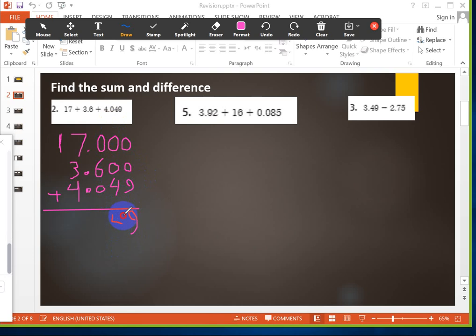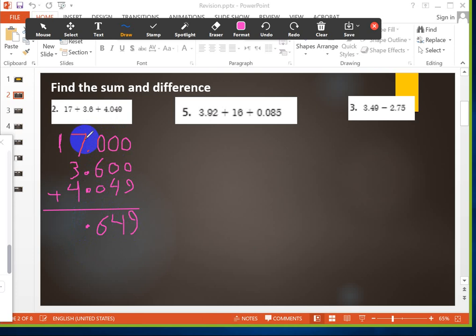Girls, focus with me. Now we will talk about all lessons. Now, I will continue. 0 plus 6 equals 6. 6 plus 0 equals 6. So I will put 6. What about the decimal point? What do I have to do with the decimal point? I will take the decimal point and put it here.